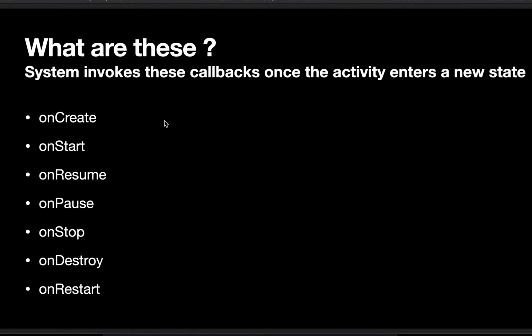Activity lifecycles are callback methods that are called automatically by the Android system whenever an activity enters a new state. We have 7 different types of these callbacks. These are called onCreate, onStart, onResume, onPause, onStop, onDestroy, and onRestart.